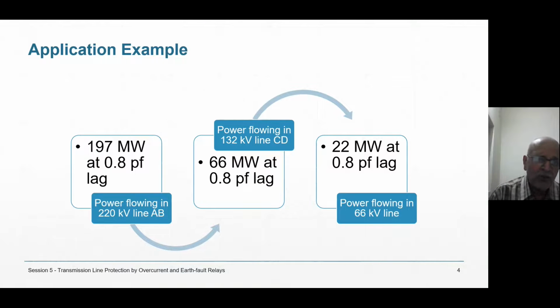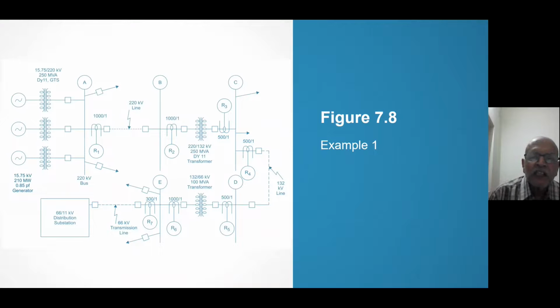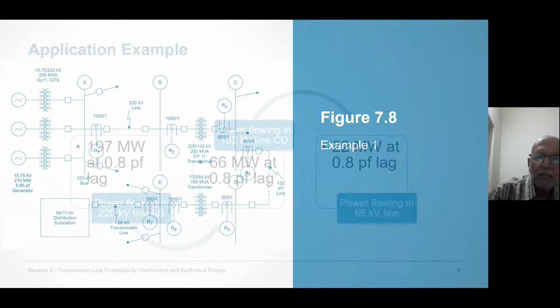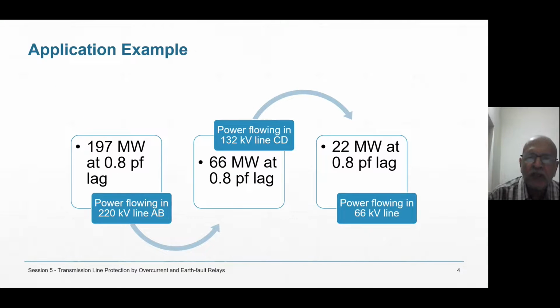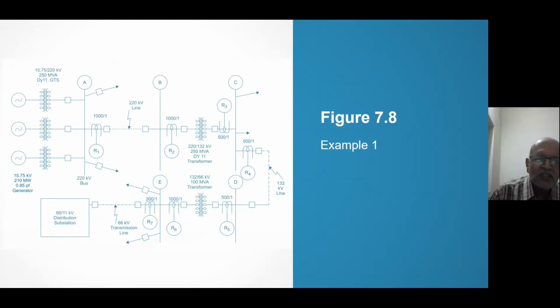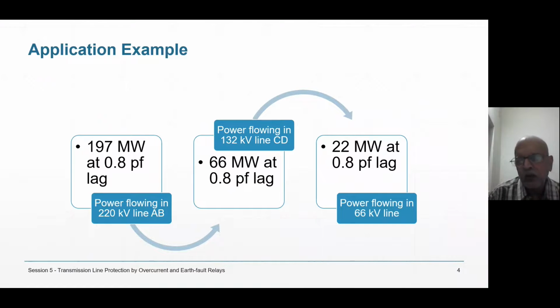Power in the AB 220 kV line is given as 197 megawatt at 0.8 PF lag. Power in CD, the 132 kV line, is 66 megawatt at 0.8 PF. And power flowing in the 66 kV line is 22 megawatt at 0.8 PF lag.